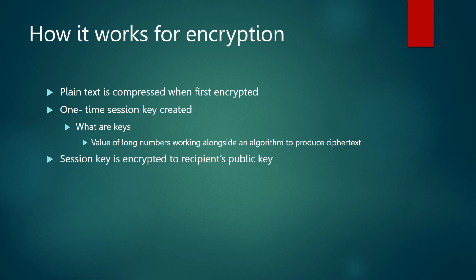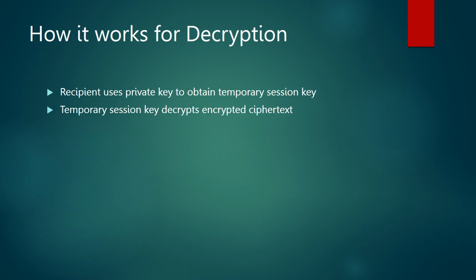Once the data is encrypted, the session key is then encrypted onto the recipient's public key, and the public key encrypted session key is transmitted along with the ciphertext to the recipient. So that is how the encryption works. So now we need to know, when you're the recipient, how does the decryption work? And it just works in reverse.